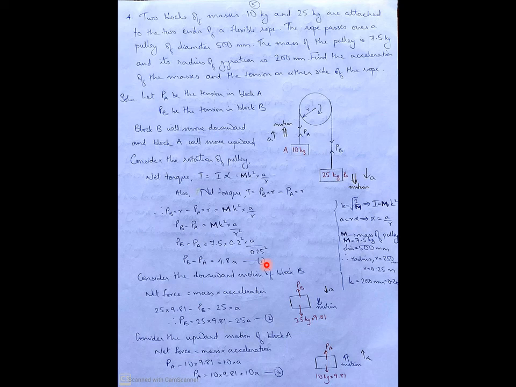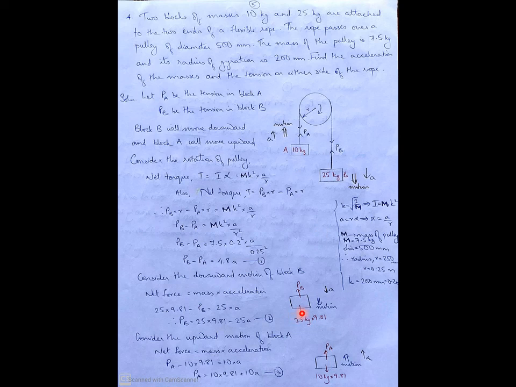Now we will apply Newton's second law. Let us see one by one. First case, for block B, if you write the free body diagram, it will be like this: 25 kilogram acting downwards, PB, the force, acting upwards. Direction of motion is downwards. Acceleration is downwards. Here the acceleration will be the same because it is the same flexible rope passing over the pulley. So the acceleration over here is the same, and here also.